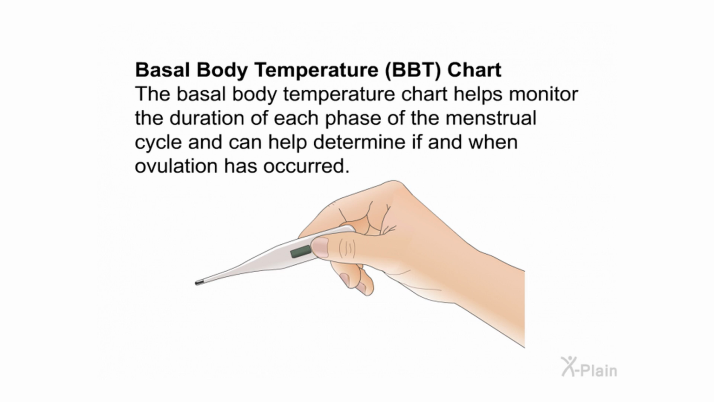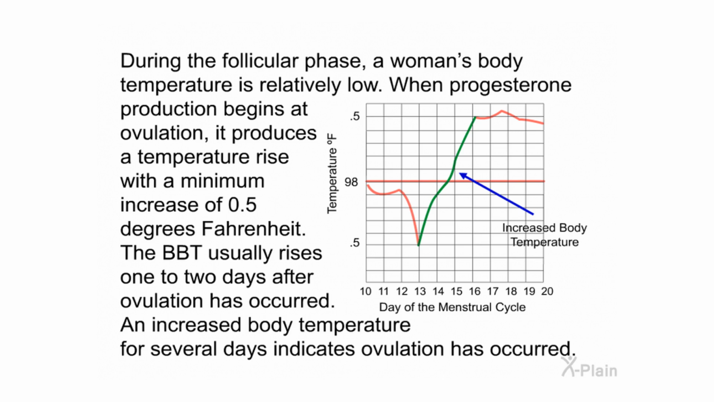Basal body temperature (BBT) chart. The basal body temperature chart helps monitor the duration of each phase of the menstrual cycle and can help determine if and when ovulation has occurred. During the follicular phase, a woman's body temperature is relatively low. When progesterone production begins at ovulation, it produces a temperature rise with a minimum increase of 0.5 degrees Fahrenheit. The BBT usually rises 1 to 2 days after ovulation has occurred. An increased body temperature for several days indicates ovulation has occurred.